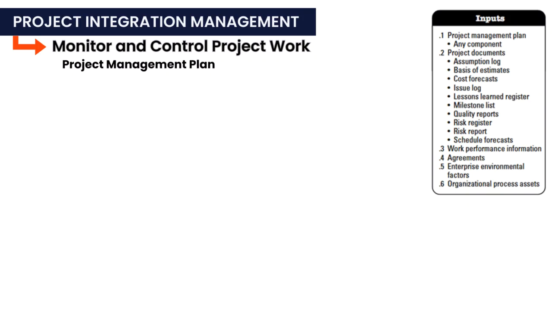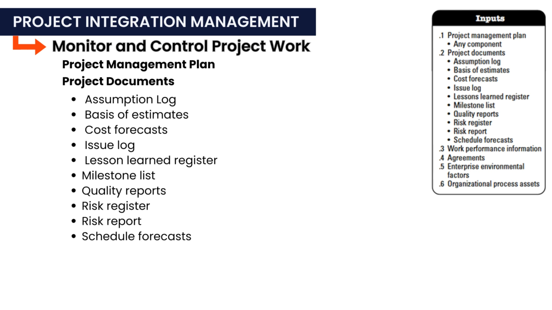So the first one is project management plan. Monitoring and controlling project work involves looking at all the aspects of the project. Any component of the project management plan may be an input for this process. Next input is project documents. So the first document is assumption log. The assumption log documents assumptions and constraints identified as influencing the project.